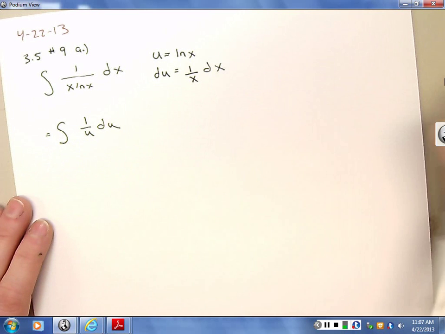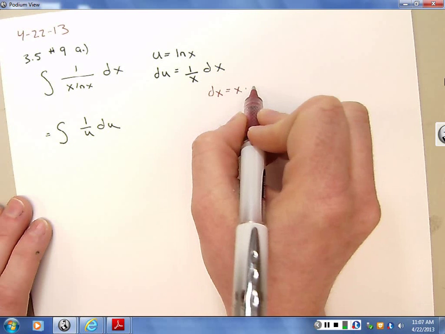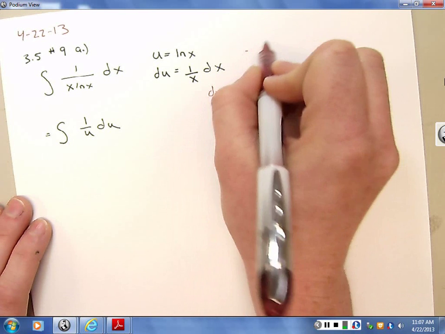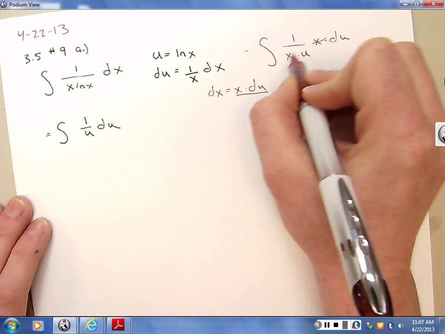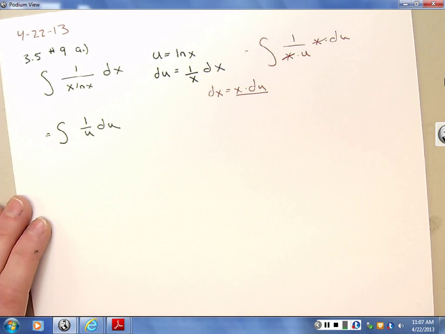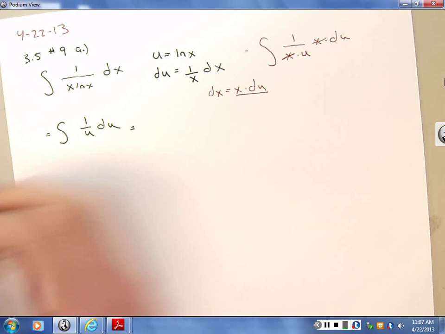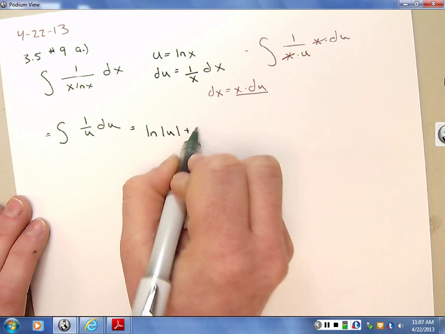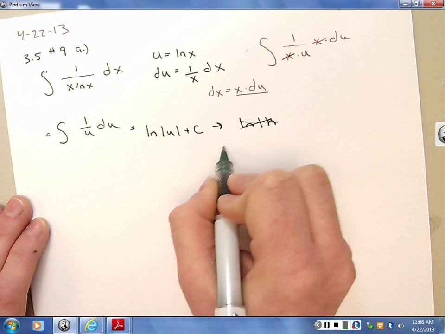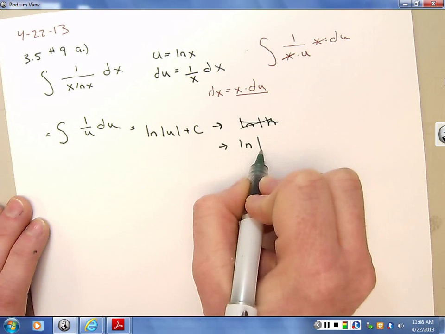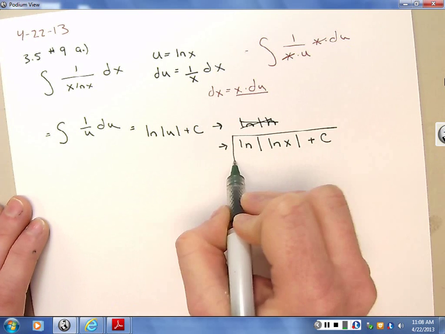Another way to see that is I could solve for dx. dx is x times du. So then I have the integral of 1 over x times u, x times du, and the x's cancel. And I get 1 over u du. What is the integral of 1 over u? It's ln of the absolute value of u plus c. But if I plug that in, I have ln of the absolute value of ln of x plus c. That would be my answer.